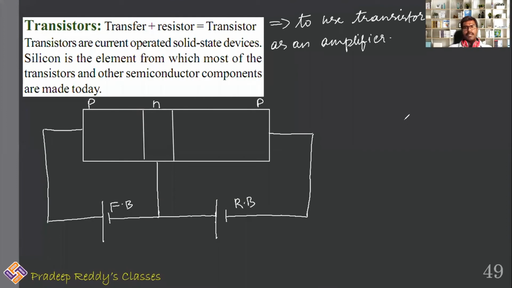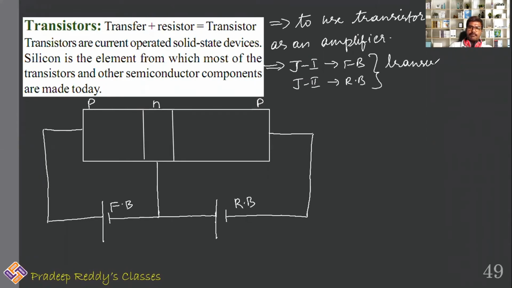Actually, when the transistor was being manufactured, or discovered, it was used as an amplifier. The transistor was made to be used as an amplifier. That's the reason why, when junction 1 is connected in forward bias and junction 2 is connected in reverse bias, this transistor acts as an amplifier.